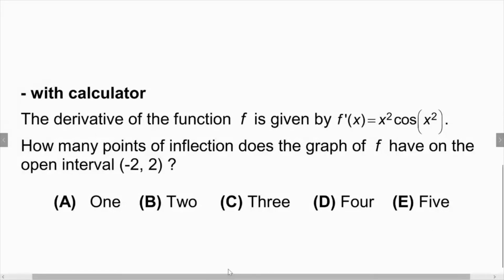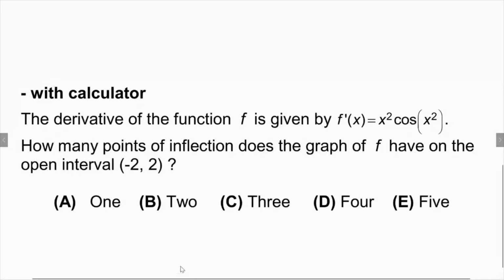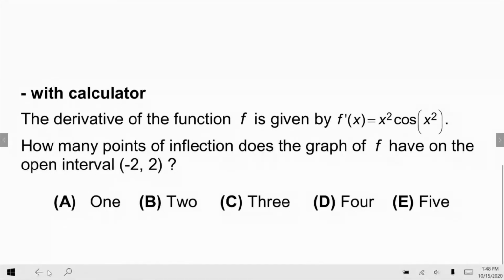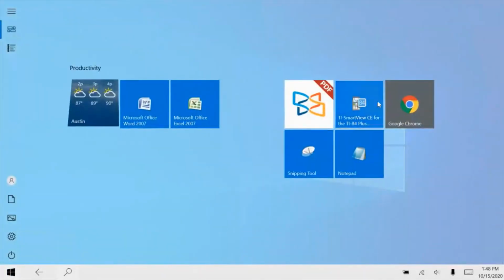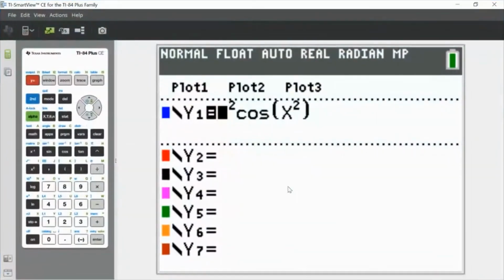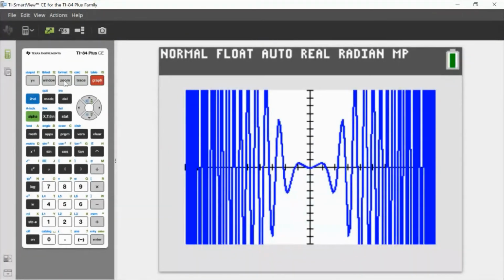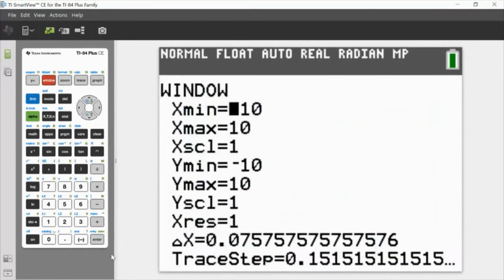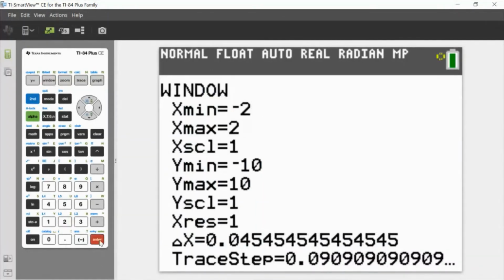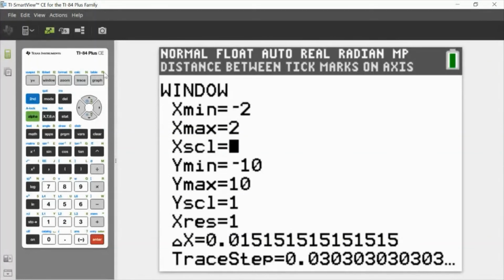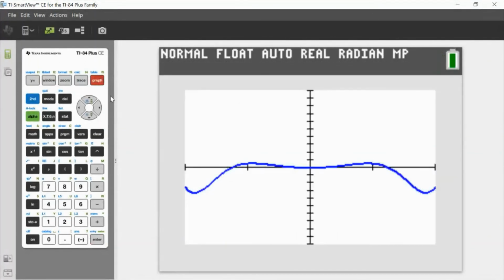So what they're wanting us to do here is look at the graph of the derivative and use that to figure out how many points of inflection I have. And I will show you what my graph looks like here. Okay, so here's my function. And I've plotted it just for now on the open interval -10 to 10, but they asked us to use the interval -2 to 2. So I'm going to adjust my window here and go -2 to 2. Okay, so this is what my graph looks like.